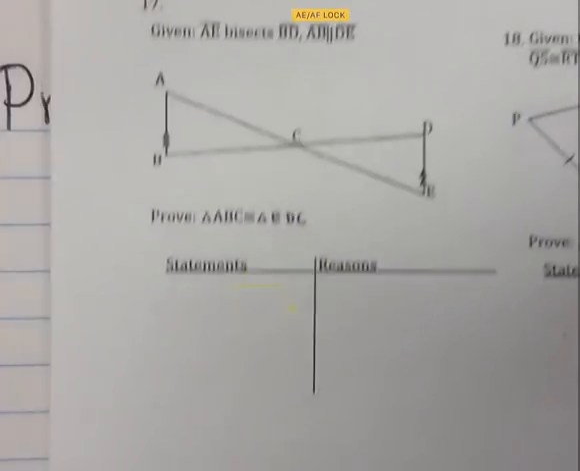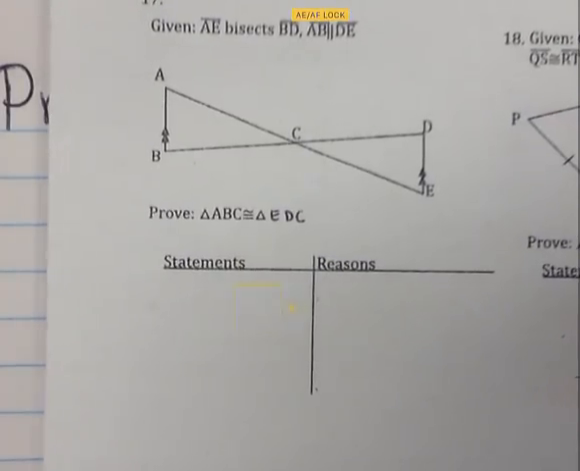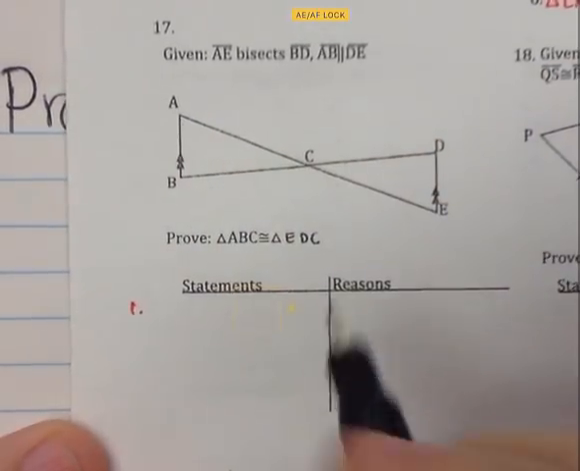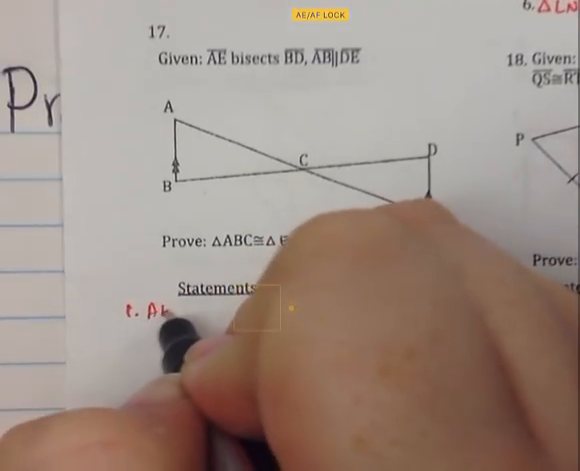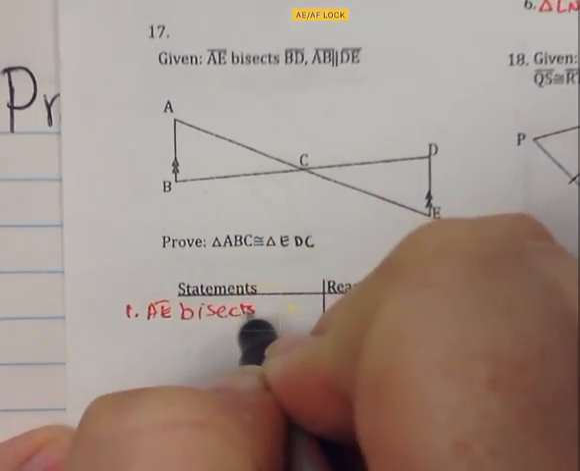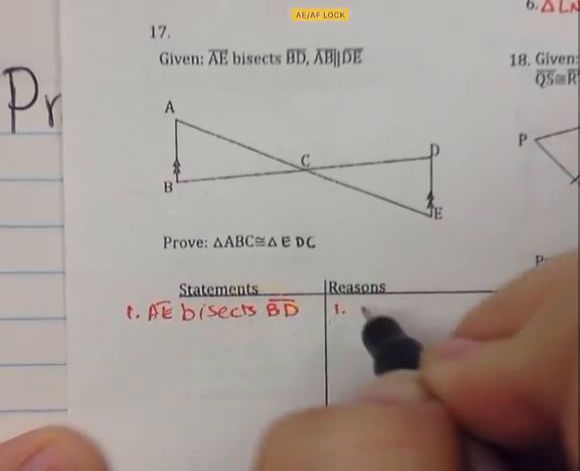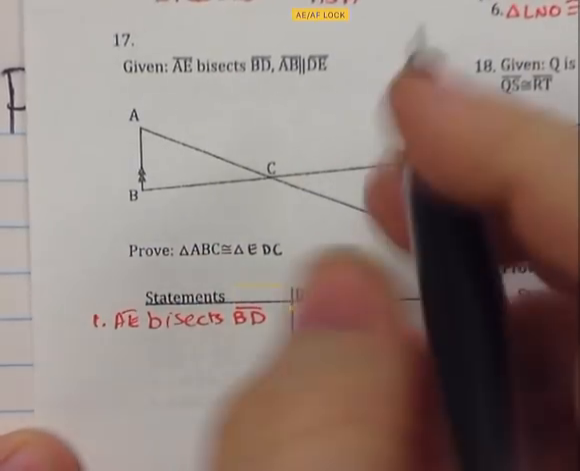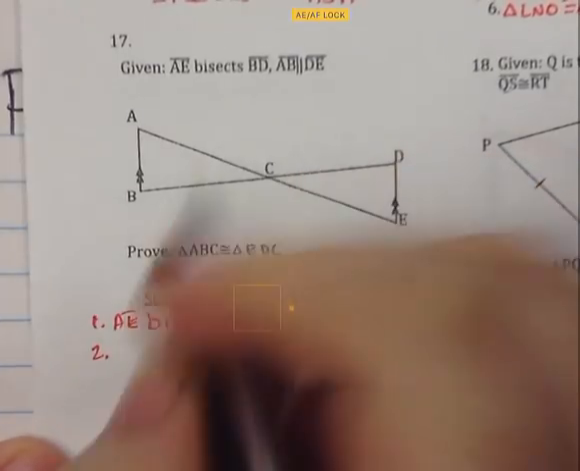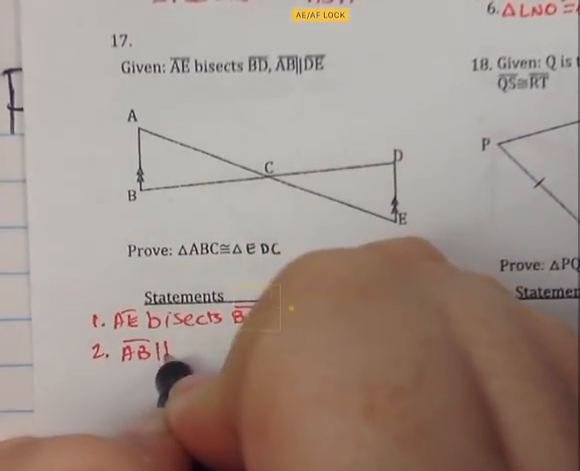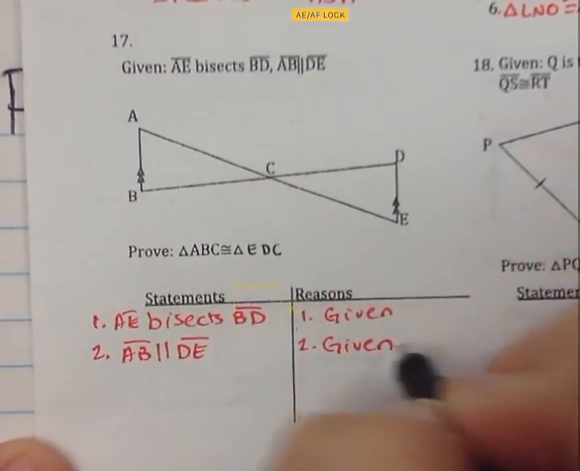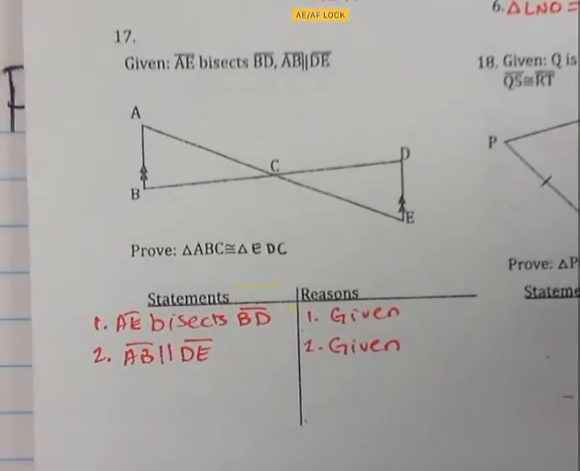These last two don't have numbers on them, so we have to figure out how many statements we need. We still go with statement 1. It's still our given. So it says segment AE bisects segment BD. We put 1 because it's given. Can't mark that because it's not congruent yet. So statement 2 says that segment AB is parallel to segment DE because it's given. And we also can't check that off.